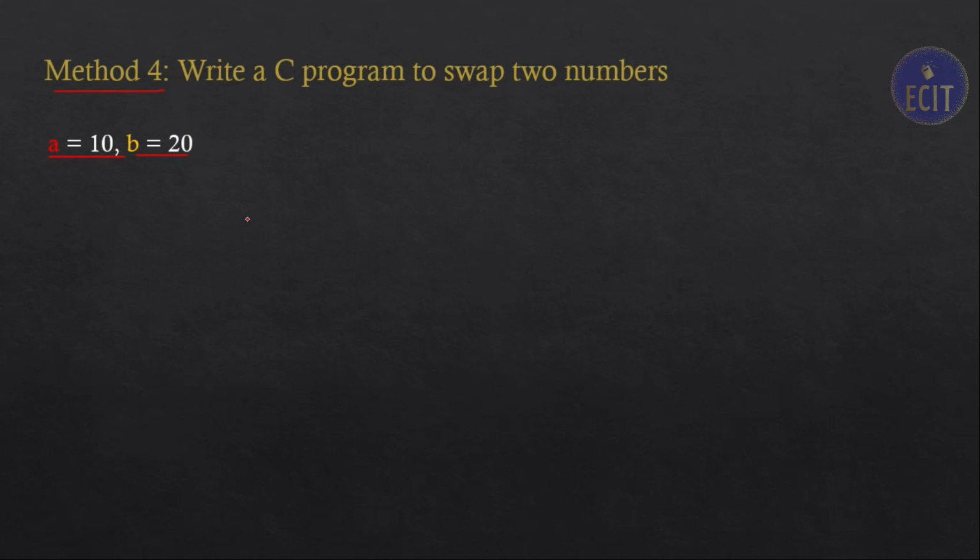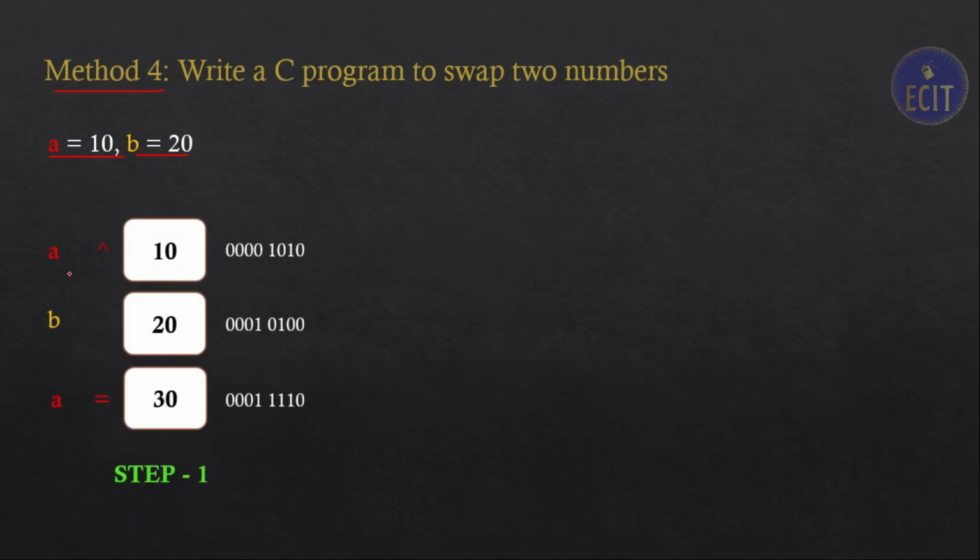So how will we do this? In this video we are going to discuss this. We can swap two numbers a and b with the help of the XOR operation also. So let me show you how we can do this. So let's say we have a equal to 10.